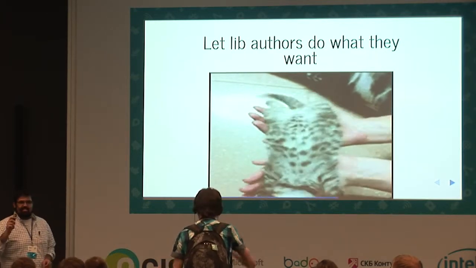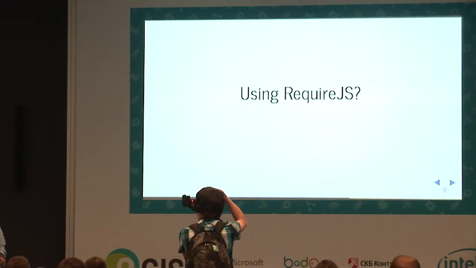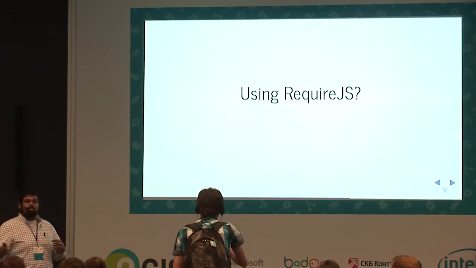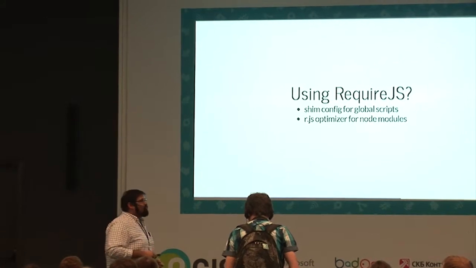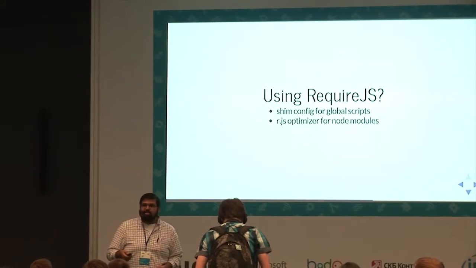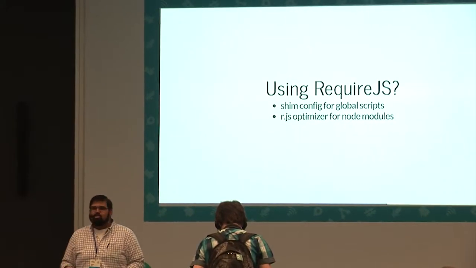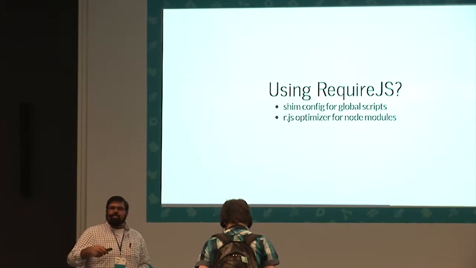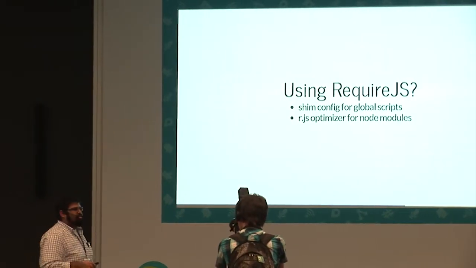So how does that actually work? If you're using Require.js, there are a few different modes in which you can include code from other places. The first one is the shim config for global scripts. If you're using Require.js, you're probably familiar with this. I'll go through it in a second.